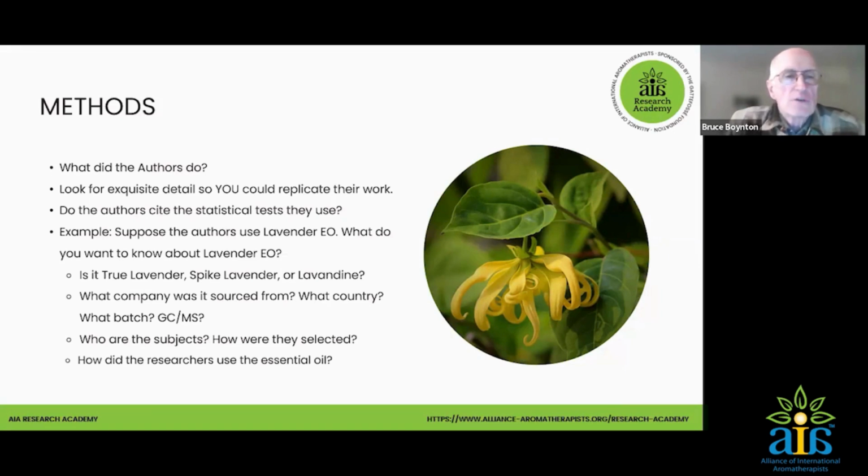Finally, how did the researchers use the lavender essential oil from above? Did they ingest it? Did they use it topically? Did they sniff a bottle under their nose? If so, for how long? Did they diffuse it into the room? So these details are very, very important in enabling other researchers to replicate the project.